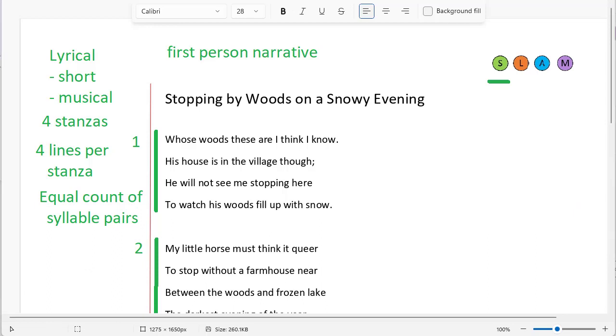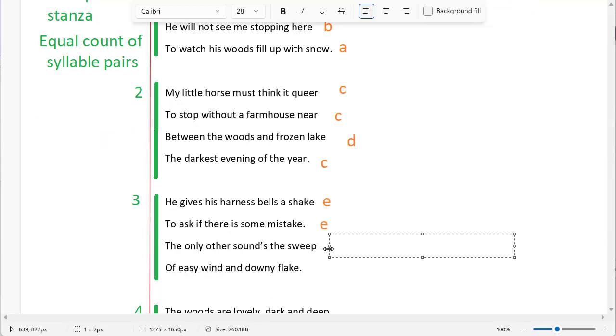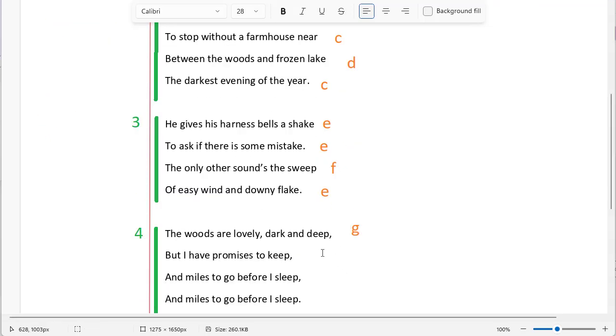The second step in the SLAM annotation method is language. Here we will make notes about prosody, which is rhythm and rhyme, sensory language, and figurative language. And we will do so all in orange. There is some definite prosody at work here. When we read the poem out loud, we notice a rhyme scheme, which we will note with letters. The first, second, and fourth lines have end rhymes. They are soft. They are pleasing.